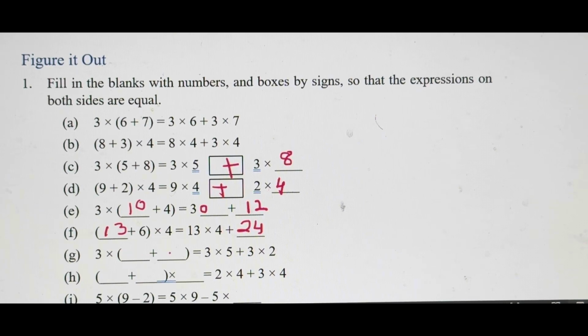Now question number G. 3 into 5 plus 3 into 2. Here this is given on the right hand side. So 3 is common in both. So here in the blank it would be 5 plus 2. Correct. Now question number H. 2 into 4 plus 3 into 4. So what is common here is 4. So we can write 4 over here common. What is left is 2 and 3.